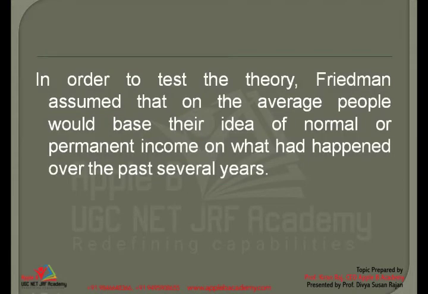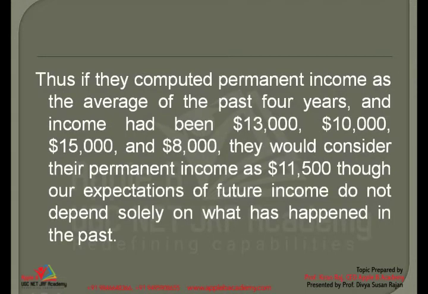In order to test the theory, Friedman assumed that on average people would base their idea of normal and permanent income on the basis of what had happened over the past several years. Thus, if they computed permanent income as the average of the past 4 years and the income had been $13,000, $10,000, $15,000 and $8,000 respectively, they would consider the permanent income as $11,500. That is the average of all these 4 years of income, though our expectation of future income does not solely depend on what has happened in the past.